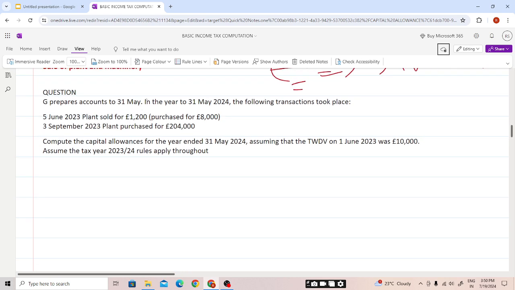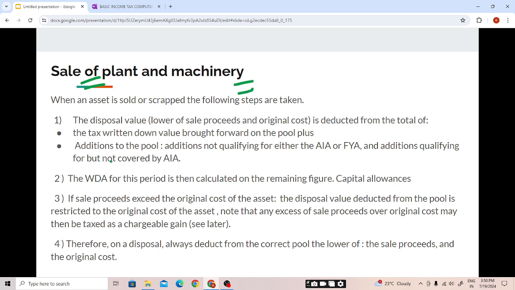Sale of plant and machinery, students. When sale of plant and machinery happens, it will reduce the pool's value. We have studied in the beginning, students, that any addition will increase the pool value, and any disposal will reduce the pool value.